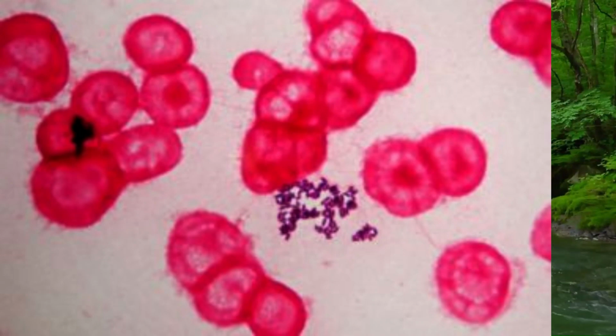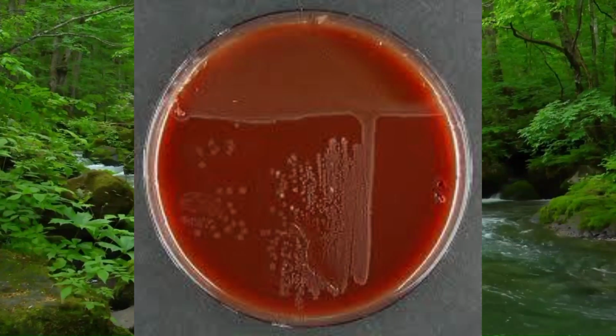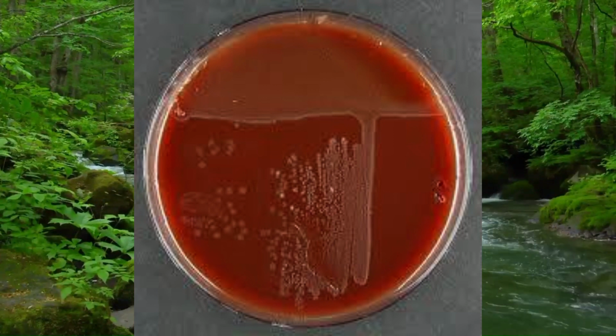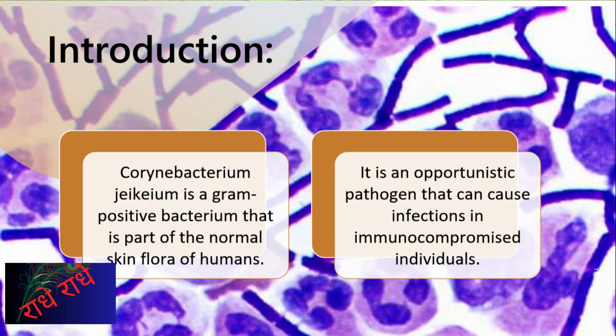Today we will be discussing Corynebacterium jeikeium, a gram-positive bacterium that is part of the normal skin flora of humans. We will explore its habitat, morphological features, biochemical characteristics, host range, virulence factors, mechanisms of antibiotic resistance, and more. Let's take a closer look and begin.